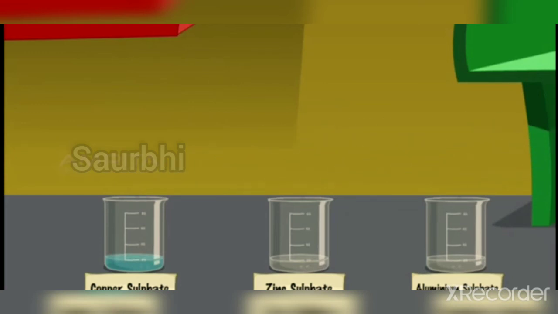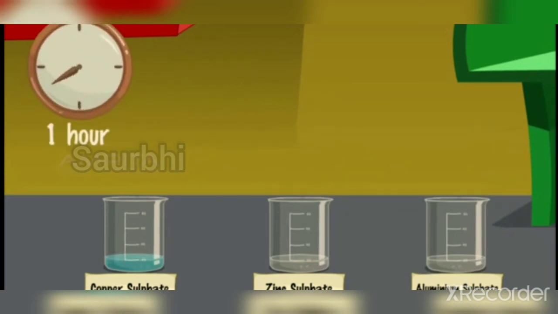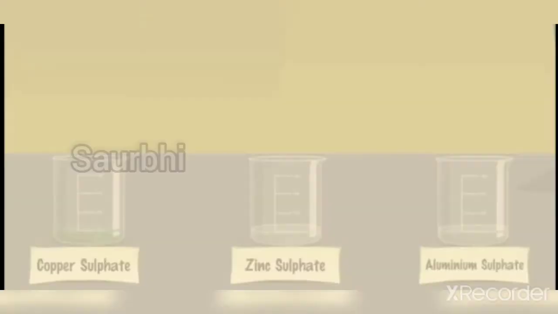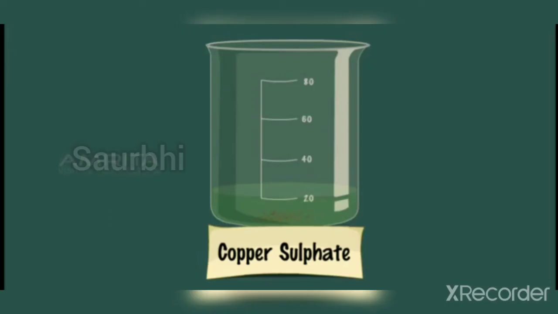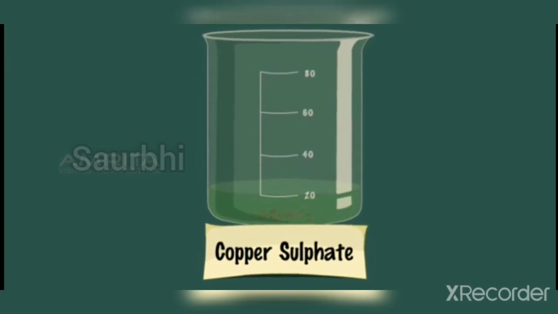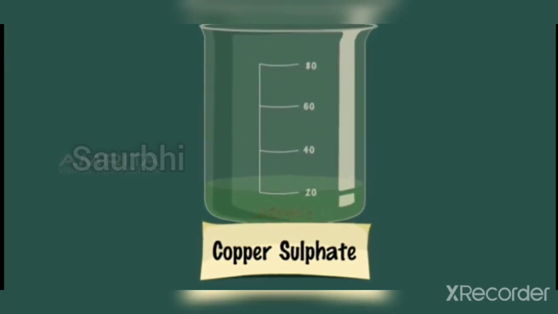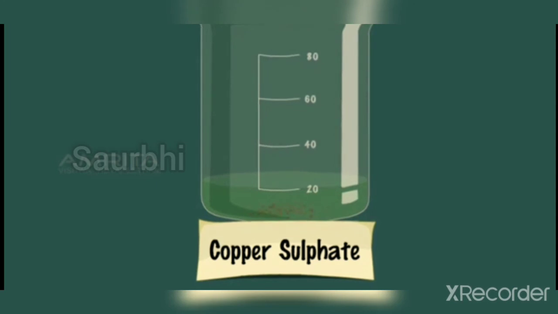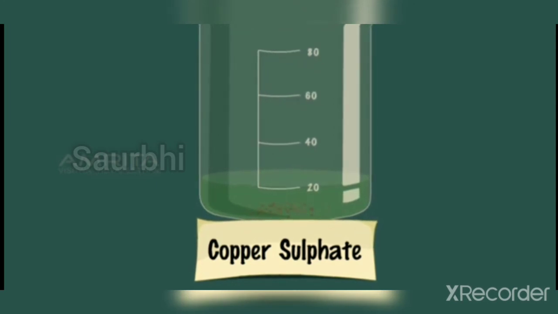Leave the beakers undisturbed for 1 hour and note the changes in the color of the solution and the appearance of the metal as well. In case of copper sulfate solution, the color of copper sulfate changes to light green and red brown particles of copper settle down at the bottom of the beaker.